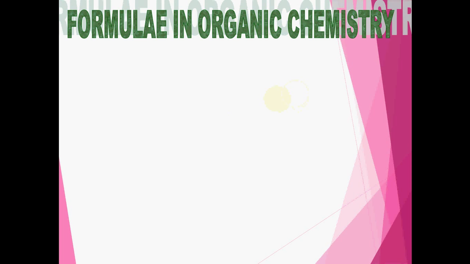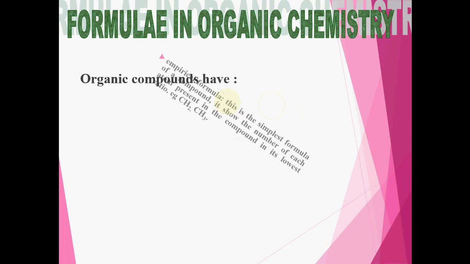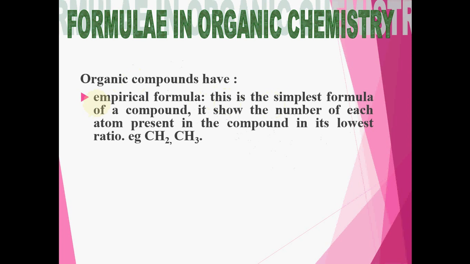So I'm pretty sure by this stage we are familiar with the empirical formula. At this stage of your studies, you should be able to explain the empirical formula. By talking of empirical formula, we're simply saying these formulas show the simplest formula of your compound, meaning they show the number of atoms in the simplest ratios.